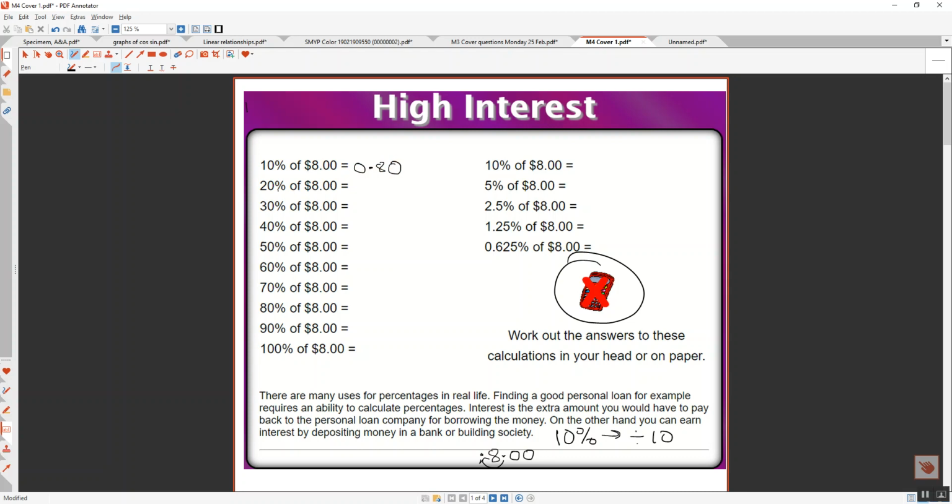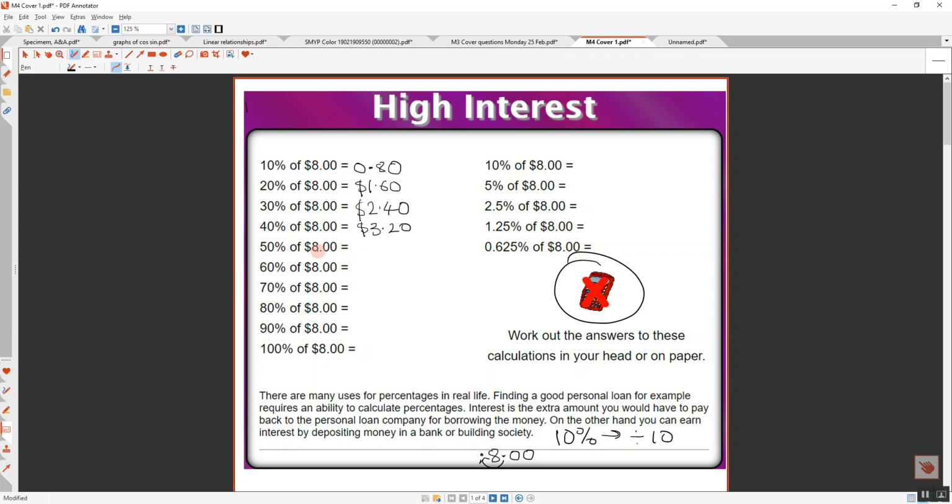Now if I want 20%, it's going to be double this, okay? So double 80 cents is $1.60. And so on. 30% is going to be 3 times 80 cents. Okay, 30% is 3 times as much as 10%. So 3 times 80 cents, 3 8s are 24, so it'd be $2.40. 40%, well, we could do 4 times the 10%, or we could double the 20%, which is going to give us $3.20.